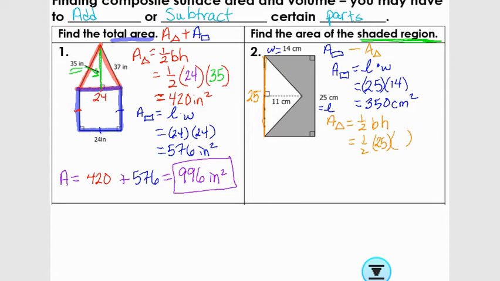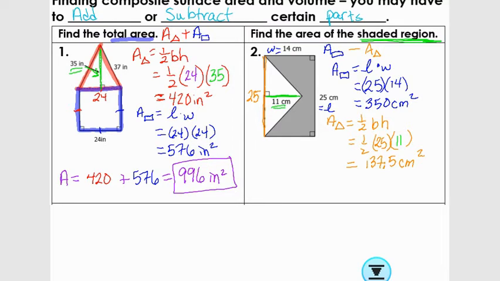The height of the triangle is given to us. That's this right here. So that's 11 centimeters. So I'll drop in the 11 for that. And when I put that in my calculator, I get that the area of the triangle is 137.5 centimeters squared. Aren't we thankful for calculators? They really make our life easier.